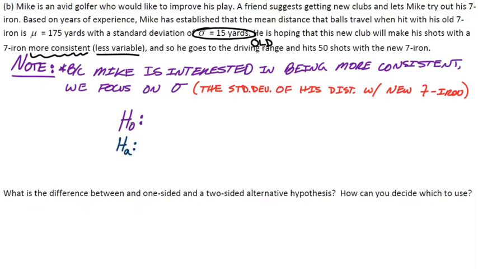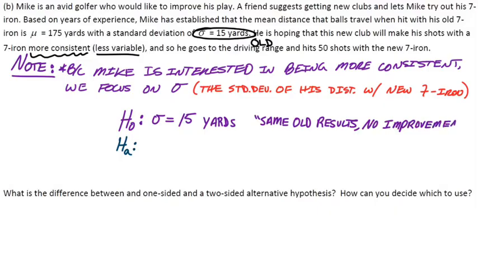So let's get our hypotheses here. Let's start with the null. Remember, we're talking about standard deviation, so both of these I should see as sigma. The null hypothesis says there's really no difference between the new club and the old club, right? So this one would say sigma is still 15 yards. So the null really says, look, you're getting the same old results. There's no improvement, even if you got a new club.